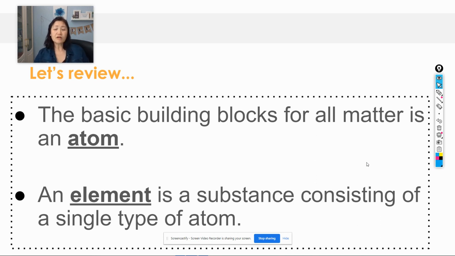The basic building blocks for all matter is an atom. As you saw in slide 2, magnesium combines with oxygen when it burns. So magnesium is an atom, or we also say it's an element because it's a collection of atoms. An element is a substance consisting of only a single type of atom. So the magnesium strip in the previous slide in the demo would be an element.